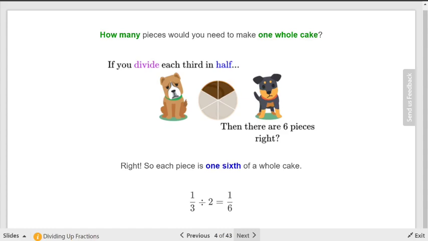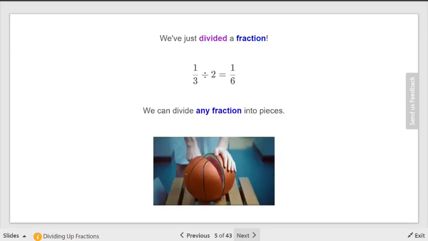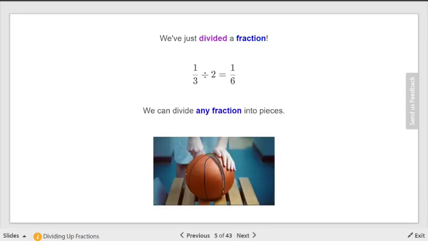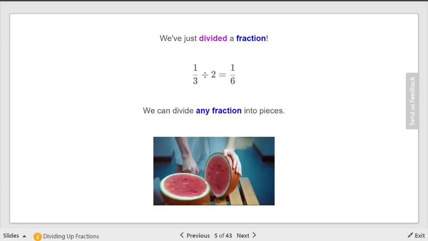So each one of those pieces would not be one half, but 1/6. Okay? All right. So we're talking about breaking things in half, and we're going to look at how to make that visual representation. Okay? You can divide any fraction into pieces. Any fraction into pieces.